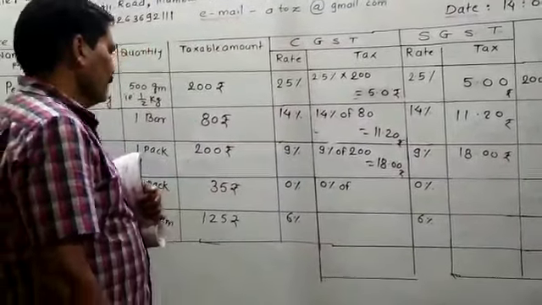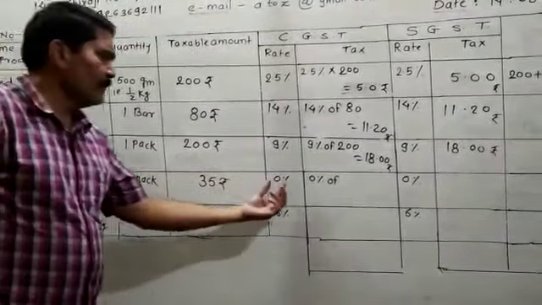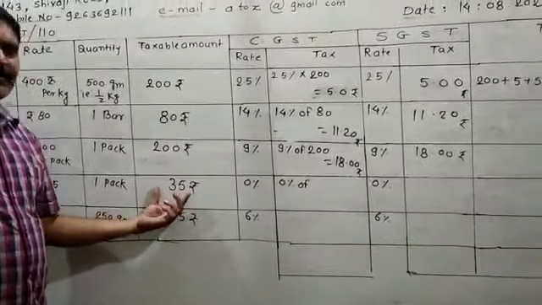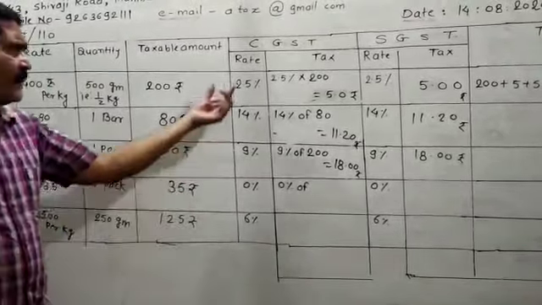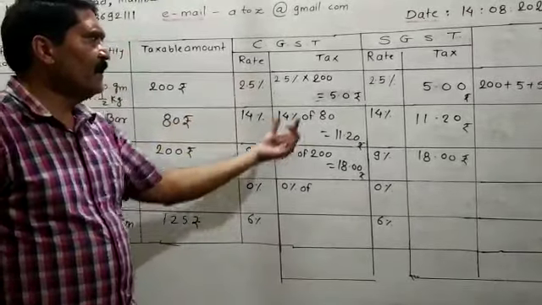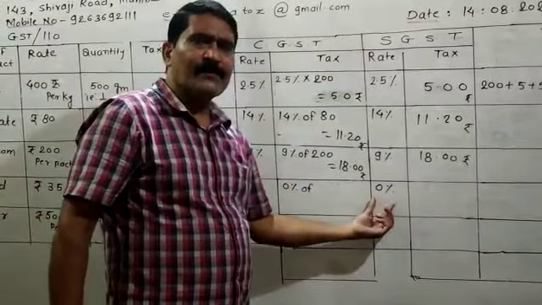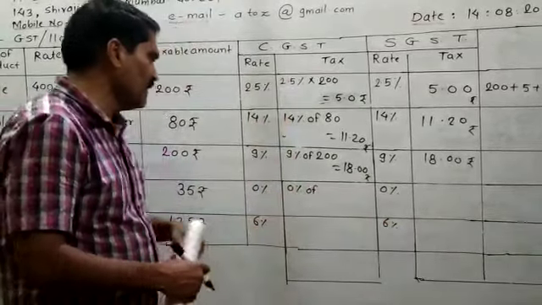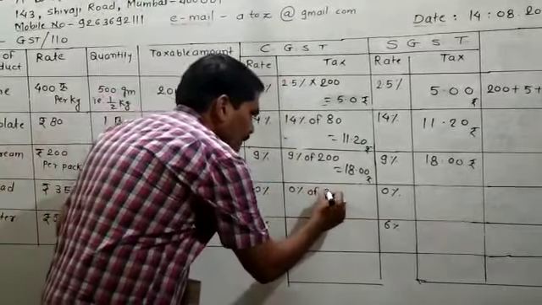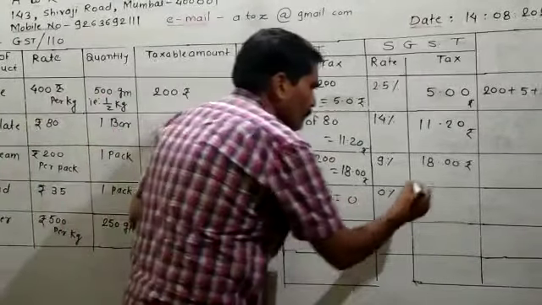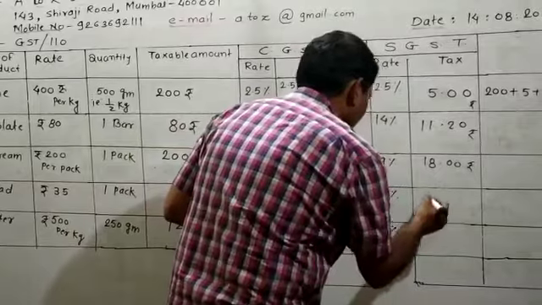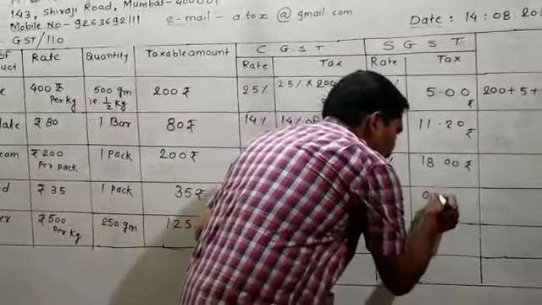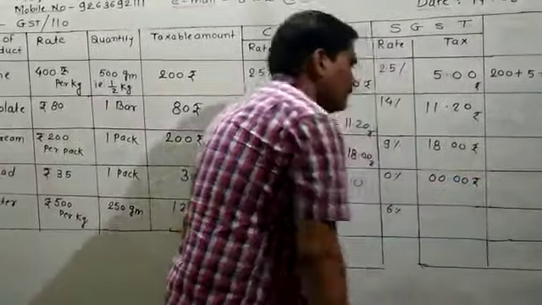After that, he purchased the bread. This is an essential commodity. So the rate of CGST is 0% and the rate of SGST is also 0%. Means the CGST is 0 and the SGST is also 0. 0% of 35 is equal to 0. See, if CGST is 0, at that time SGST is also 0. So SGST will come 0.00 rupees.